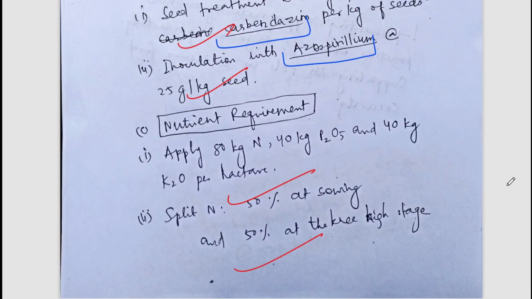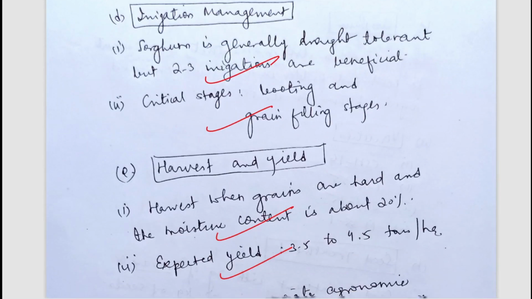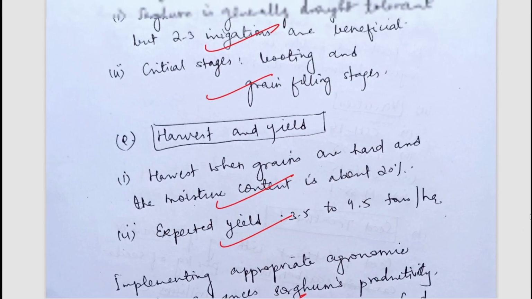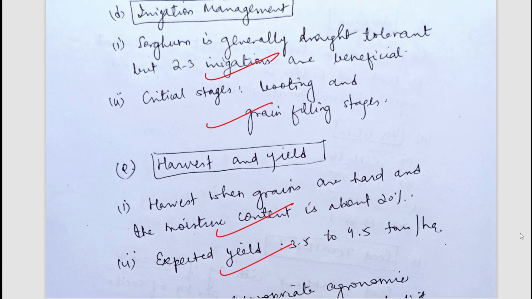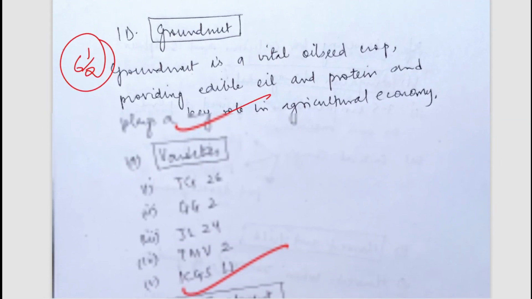Again, nutrient management, here again we have to do split application at different stages. Irrigation management has been mentioned, harvest and yield have been mentioned. So if you want to read the answers, please pause the video and read it in detail. So now let's move to the next crop. The next crop is groundnut.